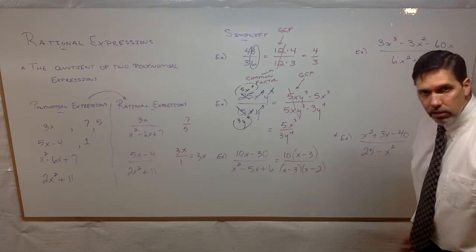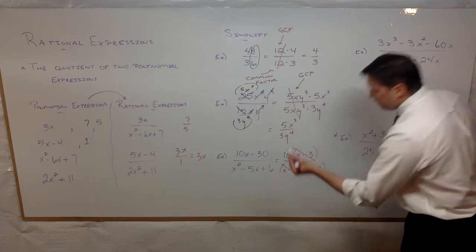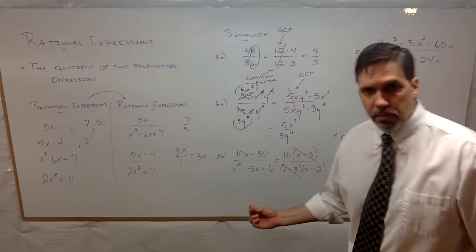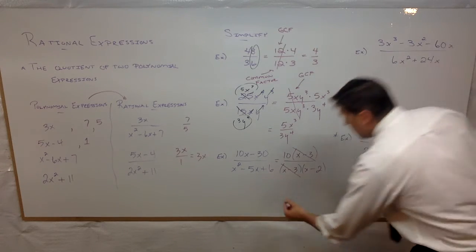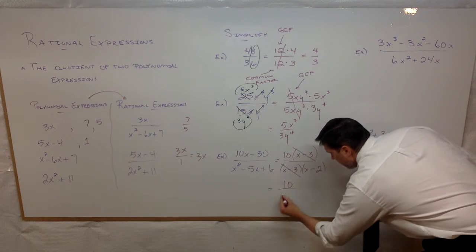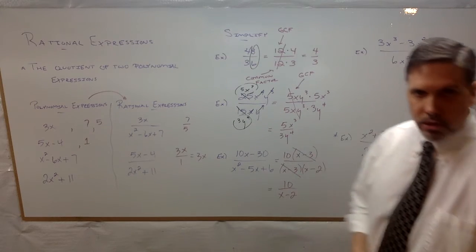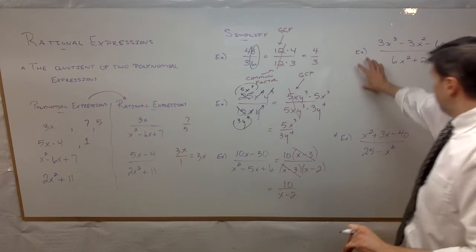And now we can clearly see what are the common factors. Well, clearly, the numerator and the denominator both have a common factor of x minus 3. We cancel that out, and we write our final answer as 10 in the numerator, x minus 2 in the denominator. And that's what we call simplifying a rational expression. All right. Take a look at this one.